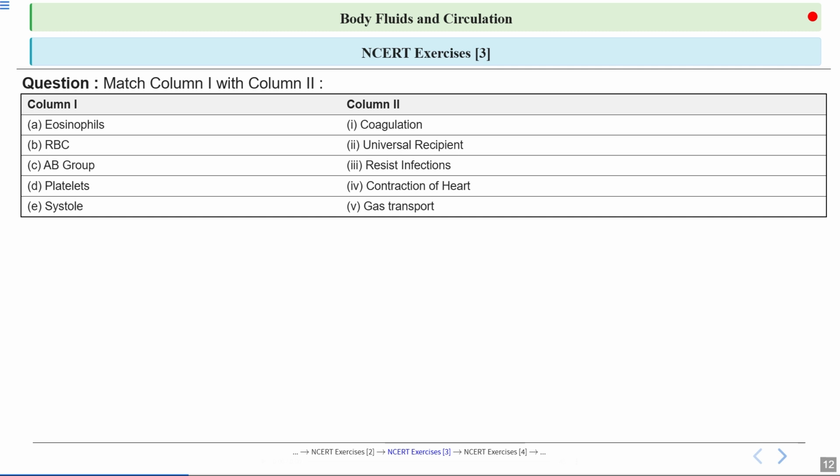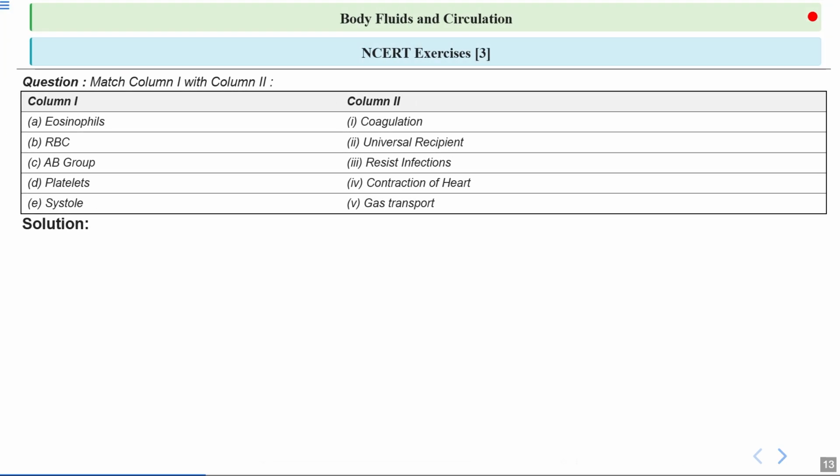Okay, now this is the column-based questionnaire. Here, two columns are given to you. In the first column, you can see what is mentioned: eosinophils, RBC, AB group, platelets, and systole. You have to match column 1 with column 2. Clear? So let's have a look at the answer.